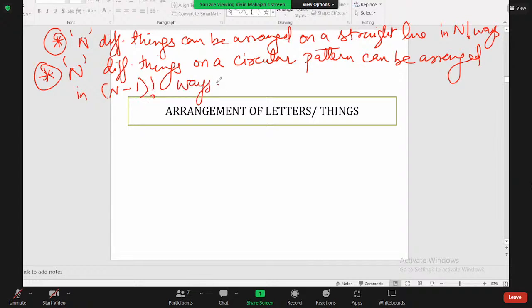N different things can be arranged on a straight line in n factorial ways, whereas n different things can be arranged on a circular pattern in n minus 1 factorial ways. Note down these 2 points. It's an important idea. Think about it and let me know, why are we subtracting 1 in the second case? Why not 2? Why not 3? What is the whole idea and the objective about n factorial and n minus 1 factorial? Think about it and answer. I'm waiting for your reply.